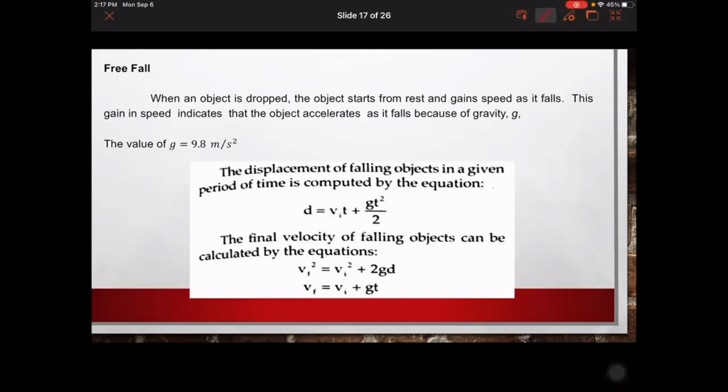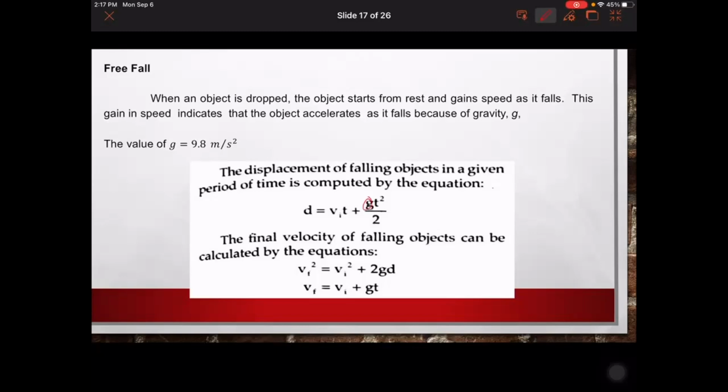Kasi wala naman tayong inihagis pataas na nandun talaga siya sa taas unless na lang sumabit. So, the value of the gravity that we will have here is 9.8 meter per second squared. And we will have now the distance. Yung kanina, formula natin, we have VI t plus 1/2 at squared. Ngayon, since we are now in the free fall, yung A papalitan natin na G.